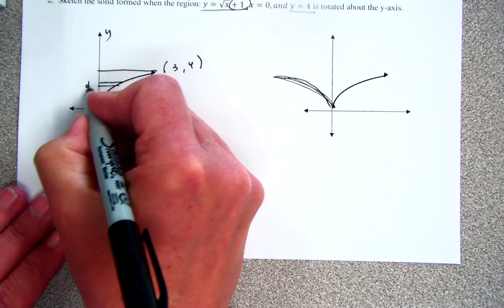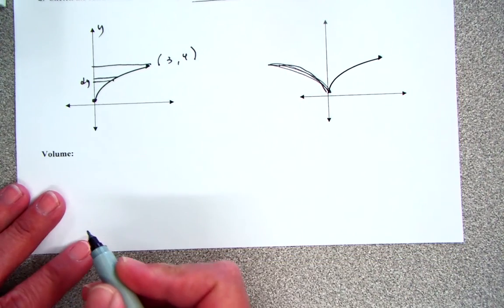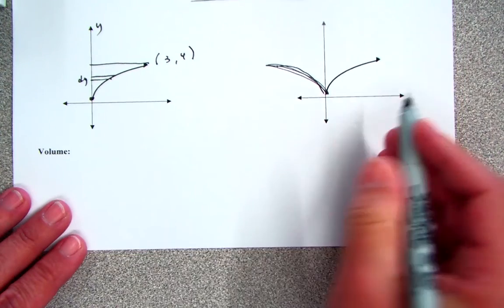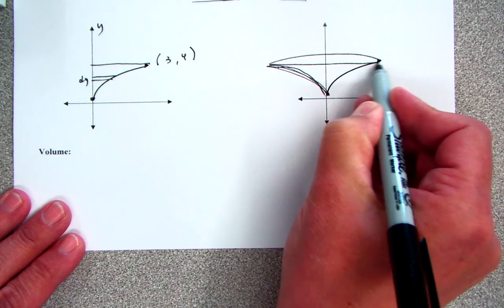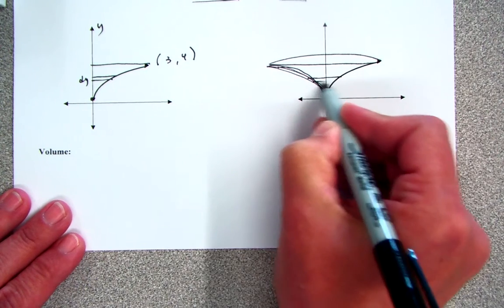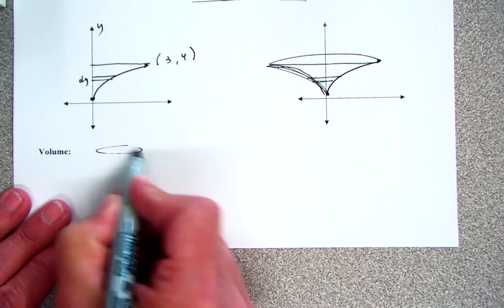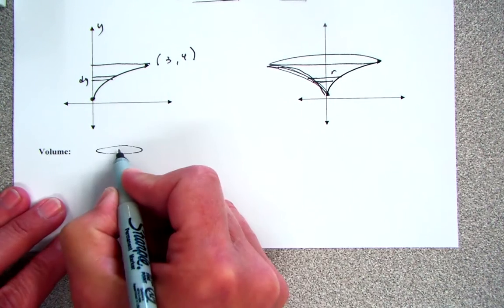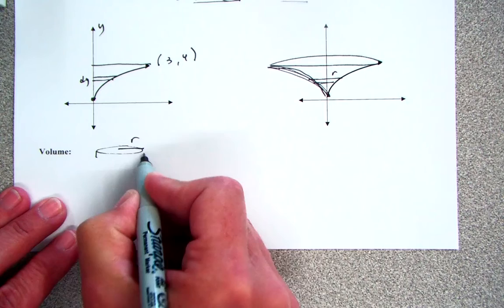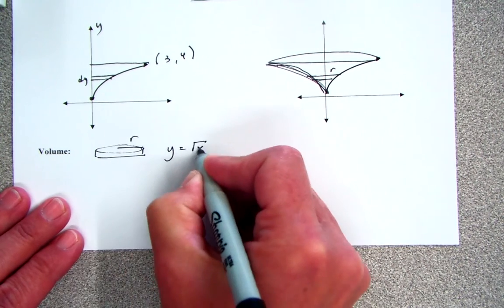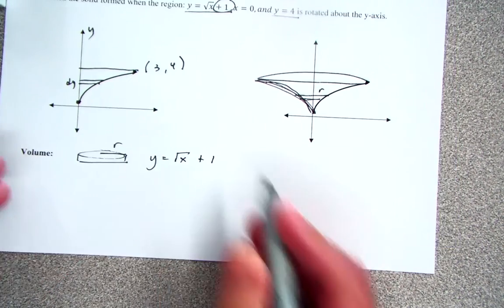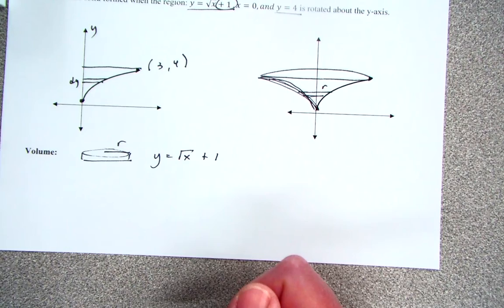Okay, so again, it is a dy cut because I'm cutting that y-axis. And so if I do that, let's just see what the shape looks like. It's kind of got this lip on it. I'm going to do a cut. So again, I like to draw my cut here and label my radius. And it goes from this curve, which is y equals the square root of x plus 1. Notice the plus 1 is not inside the square root.